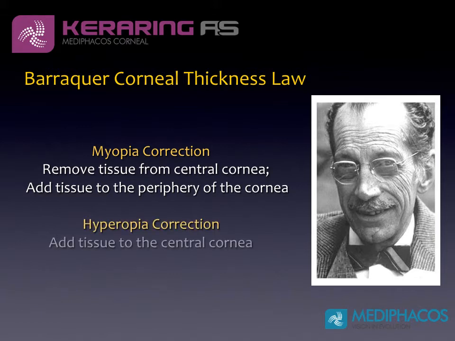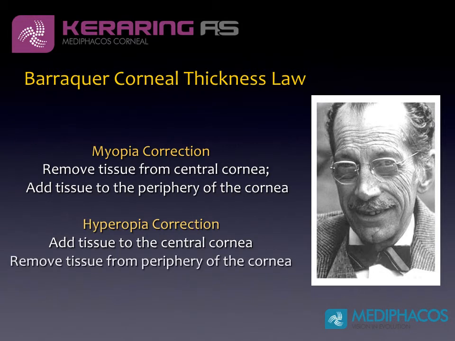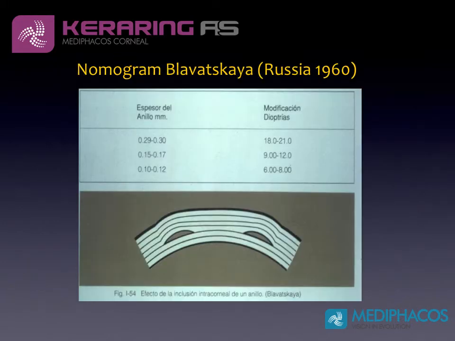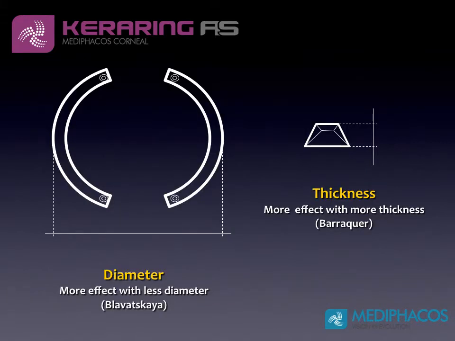Conversely, for hyperopia correction, we can either add tissue to the center or remove tissue from the periphery of the cornea. In the 1960s in Russia, Blavatskaya proposed the first nomogram used for refractive correction by means of implanting a ring-like implant made of frozen corneal tissue. Blavatskaya's experiment was very interesting because she determined that by reducing an optical zone or increasing the implant thickness, we achieve greater effect. So basically, we achieve more effect with less diameter, and we also achieve more effect with more implant thickness.